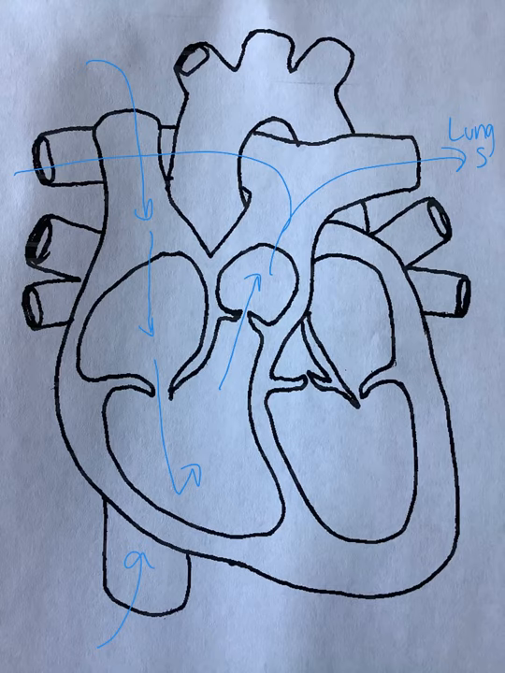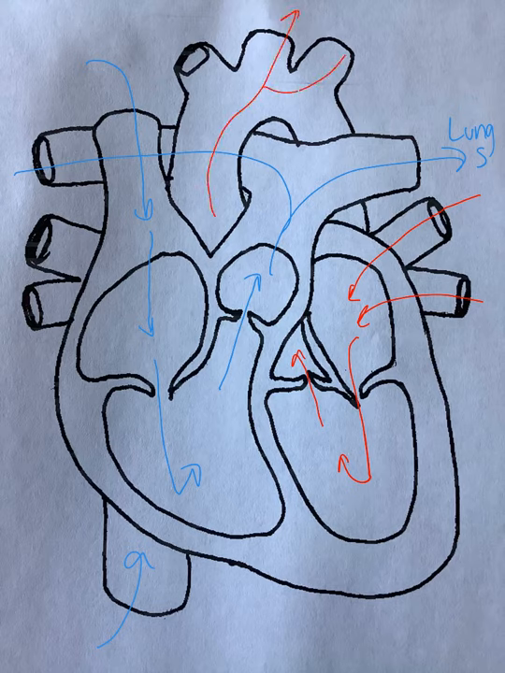Now, on the other side, when the blood's coming back in, it's coming back in from the lungs, going down from the left atrium into the left ventricle, through the mitral valve, and then it's going to be coming out through the aortic valve and out through the aorta, or the aortic arch, and flowing back out to the body.